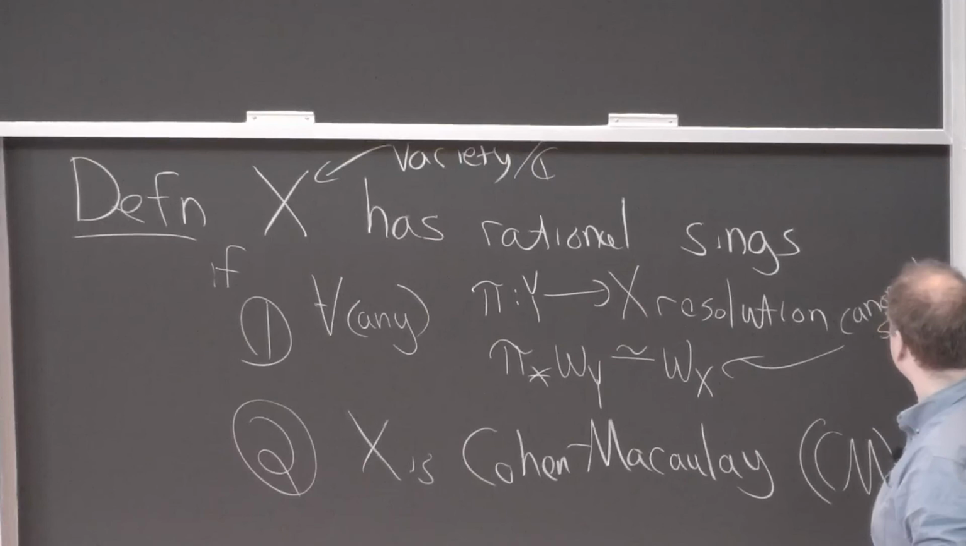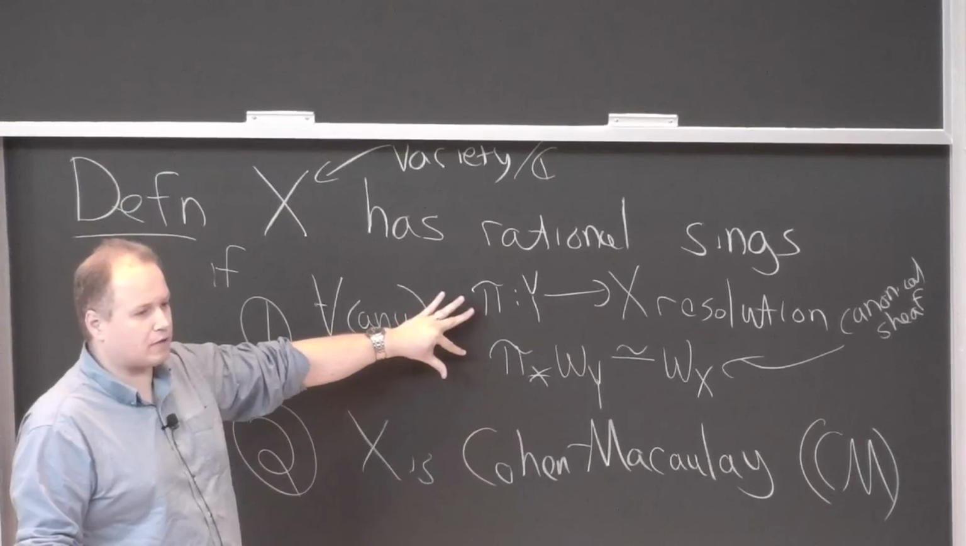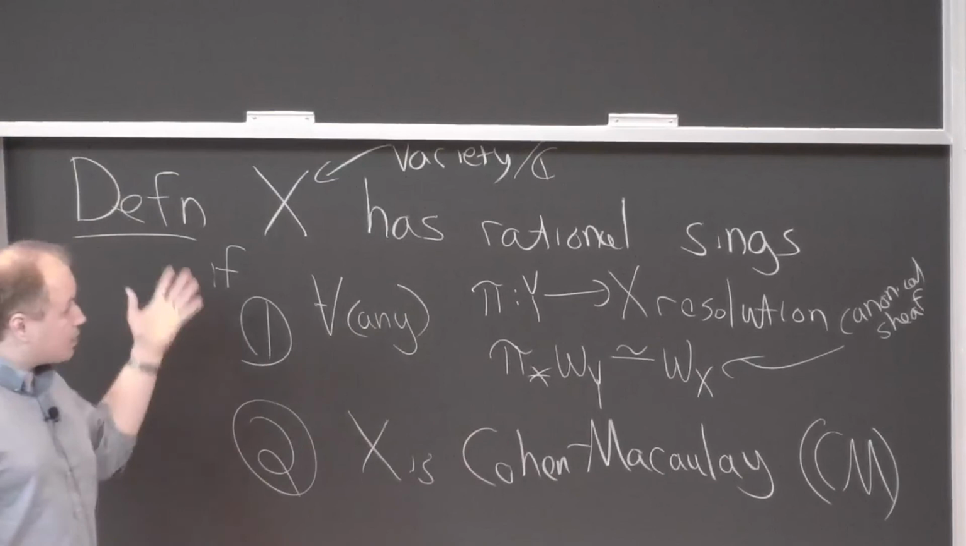If X is normal, you can take this to be the top wedge power of the differentials on the smooth locus, and then just reflexify, or double dualize, or S2-ify more generally. And this isn't the usual definition of rational singularities. This is Kempf's criterion for rational singularities.